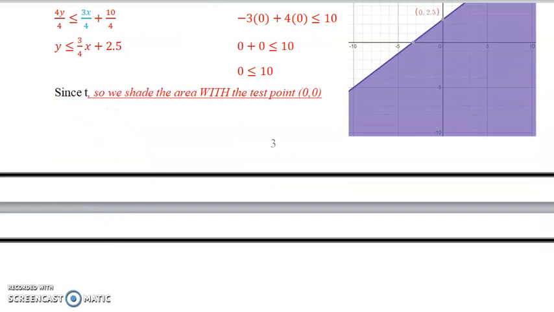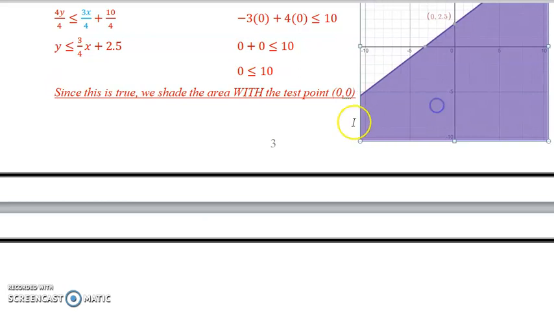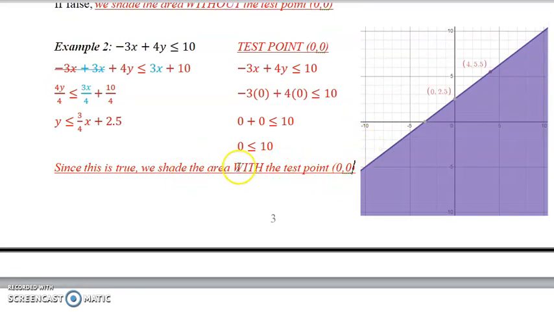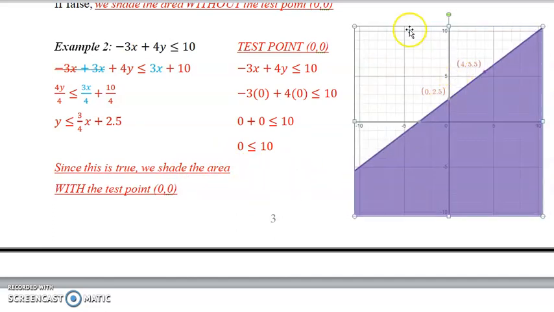Since this is true, we shade the side with the test point 0, 0. Okay? Now remember, if this was false, we would have shaded above, right? Okay? So without the test point. But since it's true, 0 is indeed, right? So this is true.